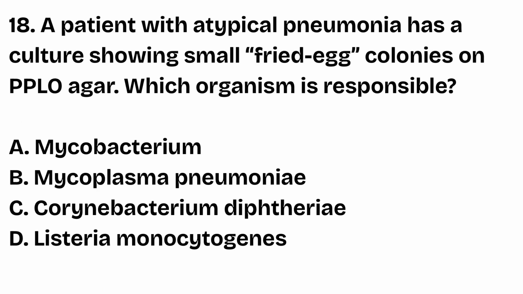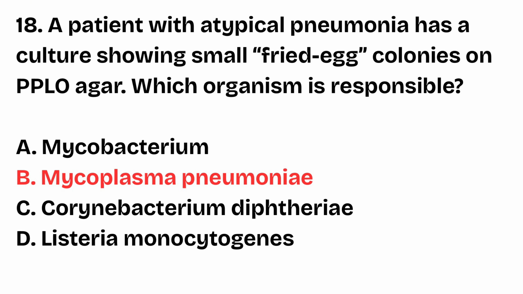Question number 18. A patient with atypical pneumonia has a culture showing small fried egg colonies on PPLO agar. Which organism is responsible? Mycobacterium, Mycoplasma pneumoniae, Corynebacterium diphtheriae, Listeria monocytogenes. The right answer is option B, Mycoplasma pneumoniae. Mycoplasma pneumoniae forms fried egg colonies on specialized media like PPLO agar, that is pleuropneumonia-like organisms agar. It lacks a cell wall and causes atypical pneumonia, especially in young adults.